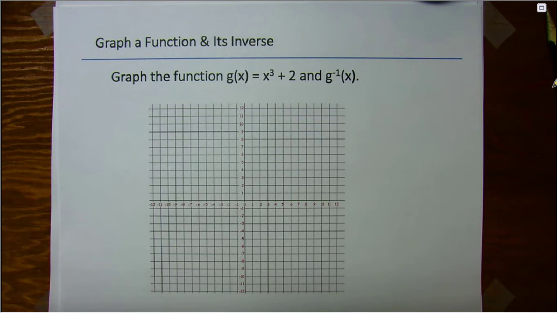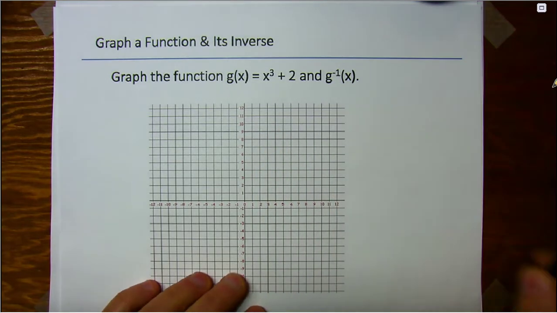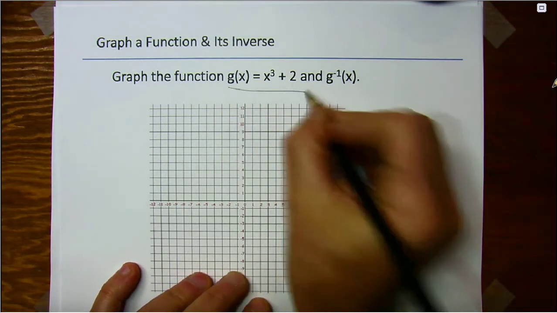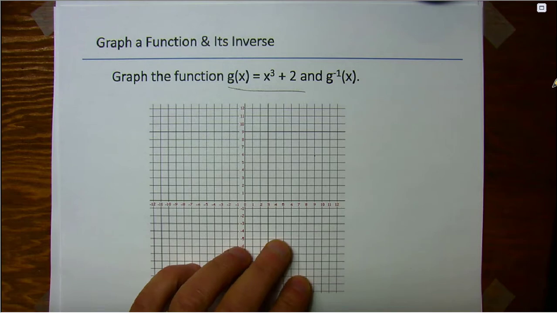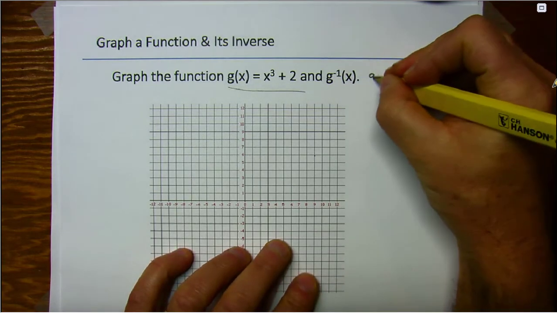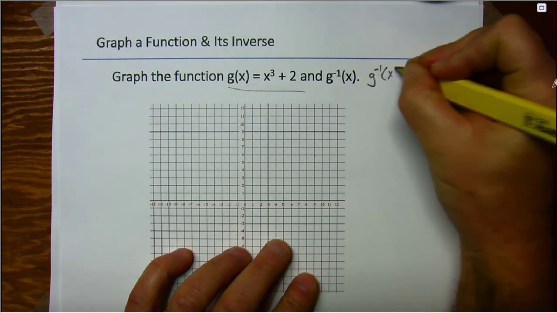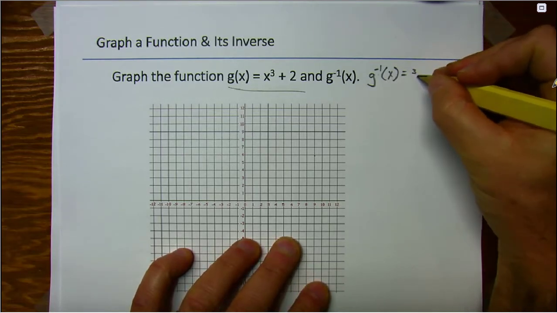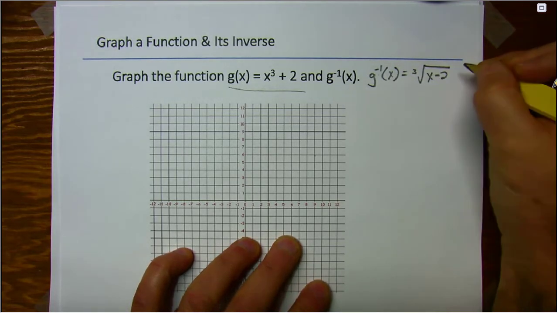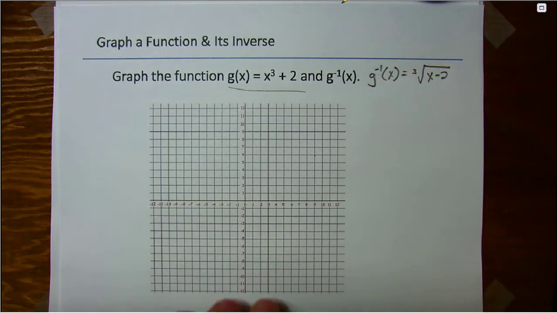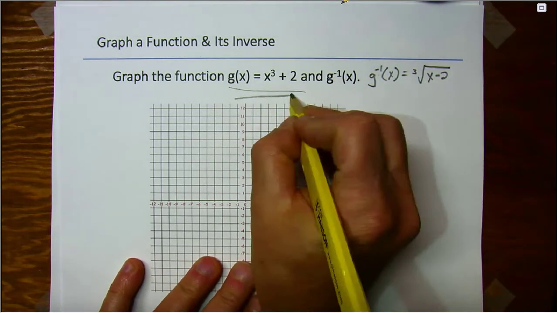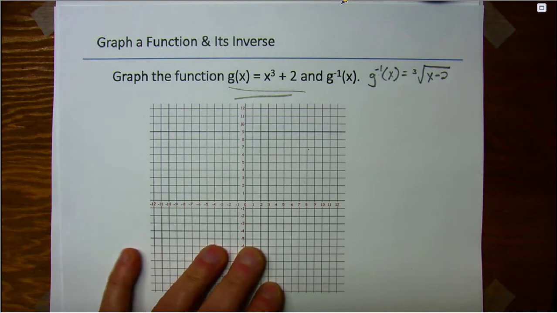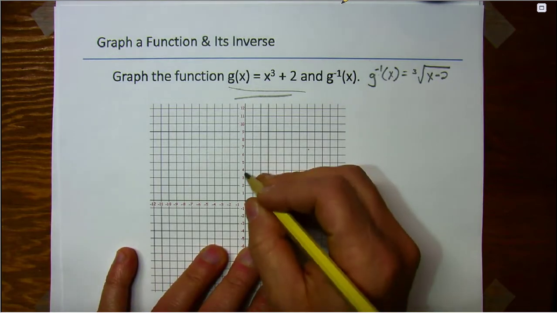Okay, the next thing we want to do is look at the graphs of functions and their inverses. We showed just a minute ago that g of x, which is equal to x cubed plus 2, has an inverse. In fact, we showed that g inverse of x turned out to be the cube root of x minus 2. Okay, here we go. Let's start with our original function. g of x is equal to x cubed plus 2. That's a base function moved up 2 units.